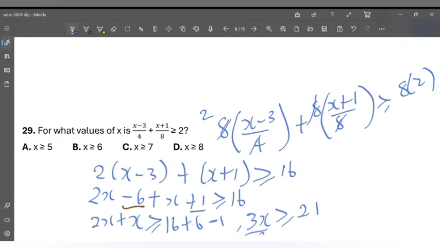So I divide both sides by 3, and what am I left with? x is greater than or equal to 7. Option C.